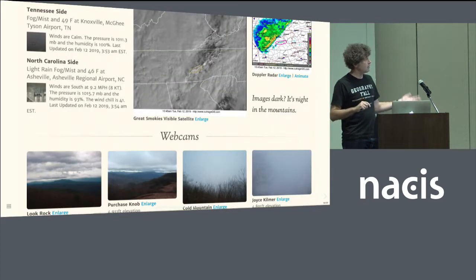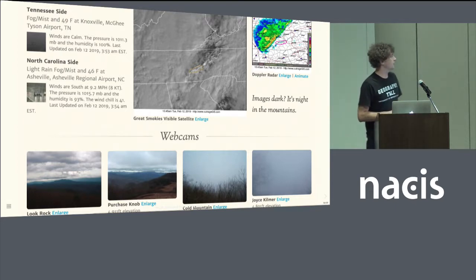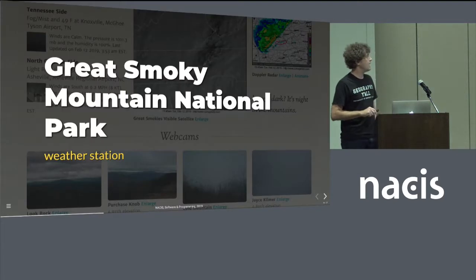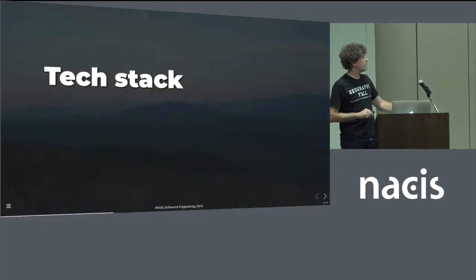It's a web page, and this is for the National Park, Great Smoky Mountains. It has a very distinct weather pattern because of its high elevation near a very moist air mass, the Gulf of Mexico. So you can check out that weather station.